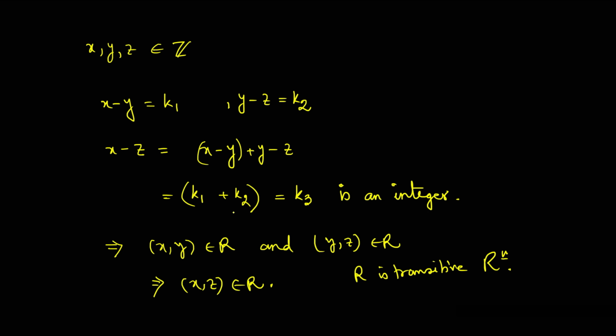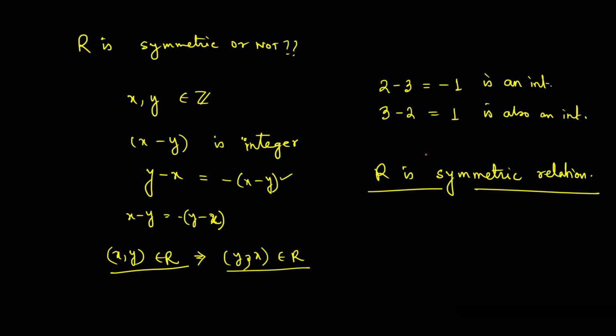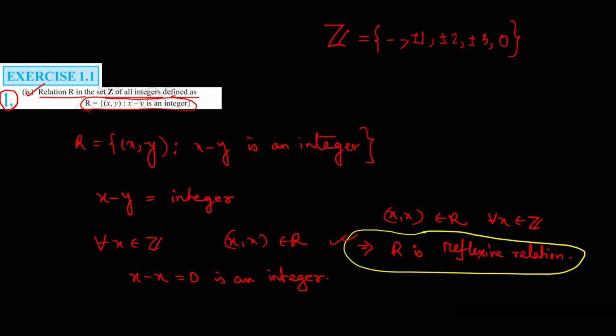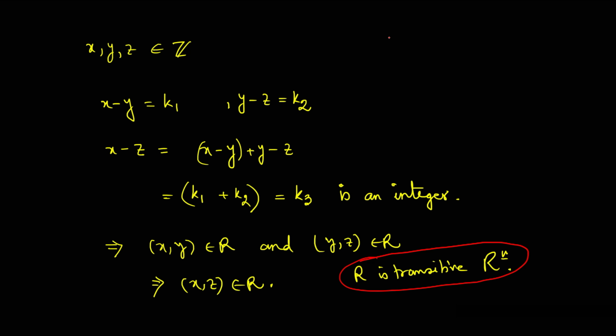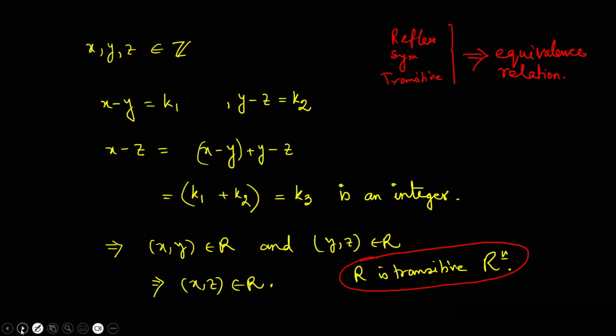So we have seen that R is a transitive relation, R is a symmetric relation, and R is a reflexive relation. If you remember, when a relation is reflexive, symmetric and transitive, the relation is called an equivalence relation. So this relation is again an equivalence relation.